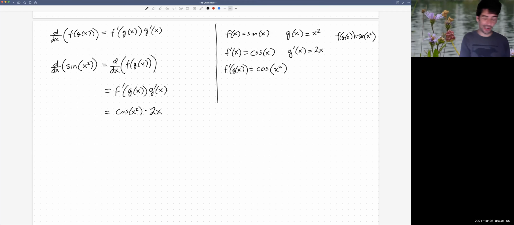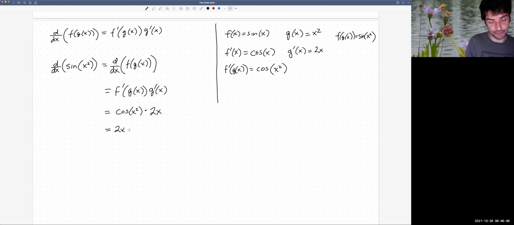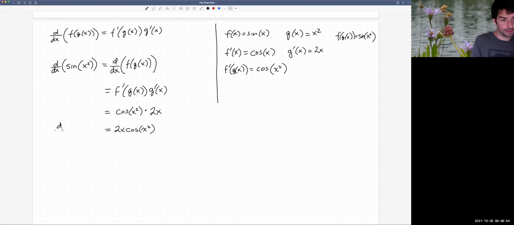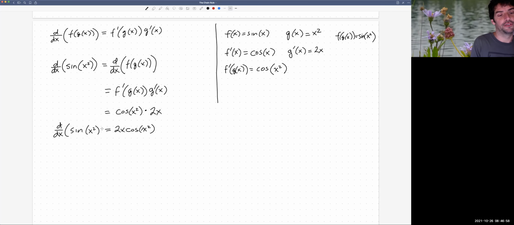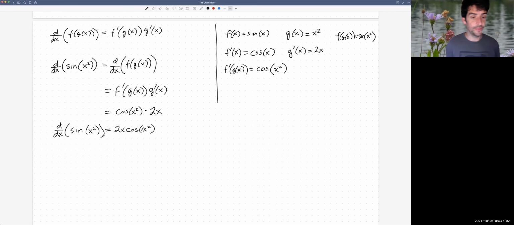This is 100% correct. For whatever reason, I hate having that 2x at the end, so I'm going to rewrite it this way. This is purely an aesthetic concern. There's our derivative of this composition of functions. Okay.